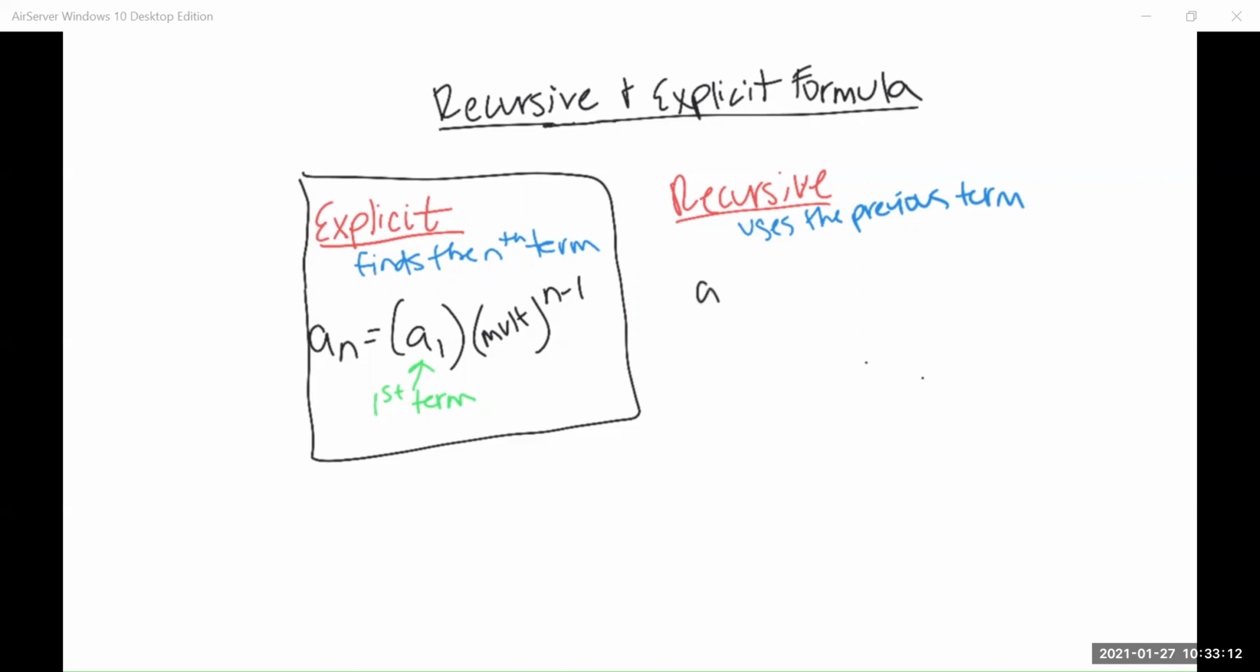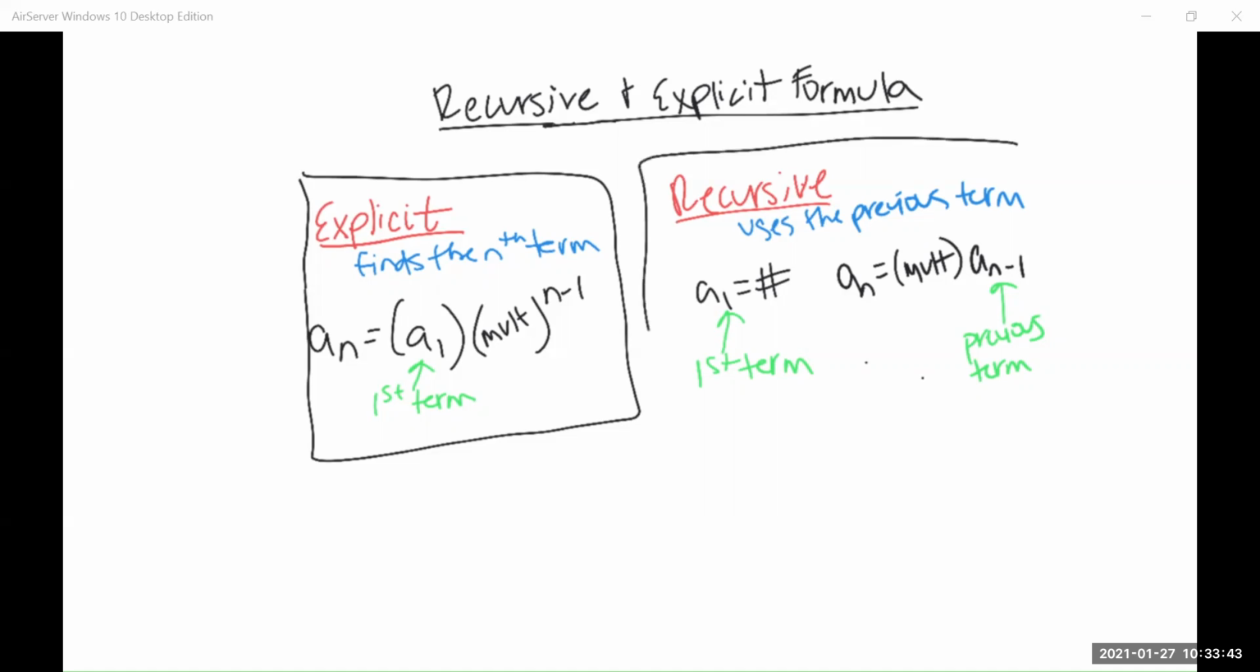You first state your first term. Again, A1 is your first term. And then how do we get to our next term? Our next term is you're going to take your multiplier. What am I multiplying by? Times 3, times 4, times 5. And you're going to multiply that times the previous term. So A sub n minus 1 is previous. Okay, so two different formulas, depending on what you're looking for. One is easier than the other.